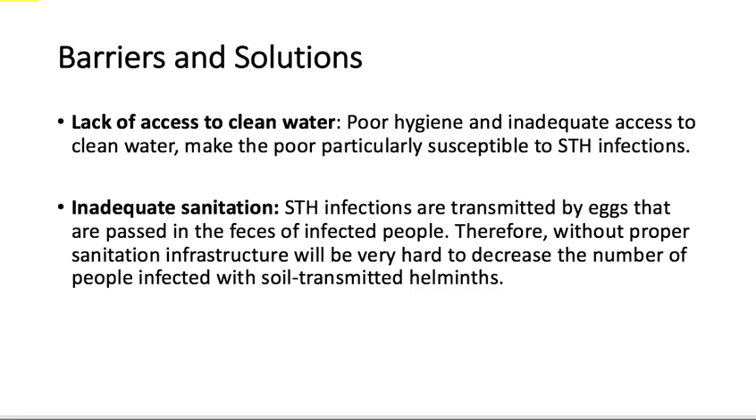2. Inadequate sanitation. STH infections are transmitted by eggs that are passed in the feces of infected people. Therefore, without proper sanitation infrastructure, it will be very hard to decrease the number of people infected with soil transmitted helminth. In places with high rates of STH infections, people do not have access to latrines, or the number of latrines in the village does not satisfy people's needs.